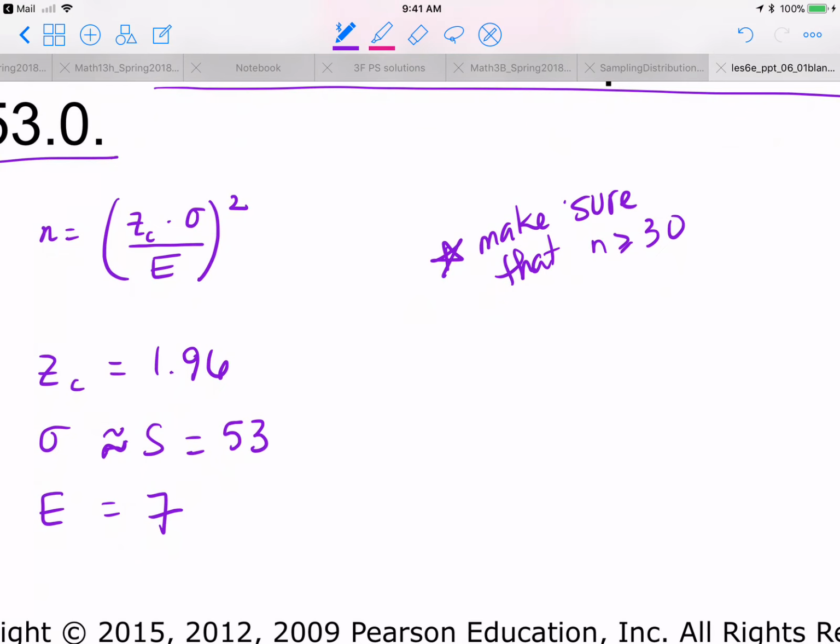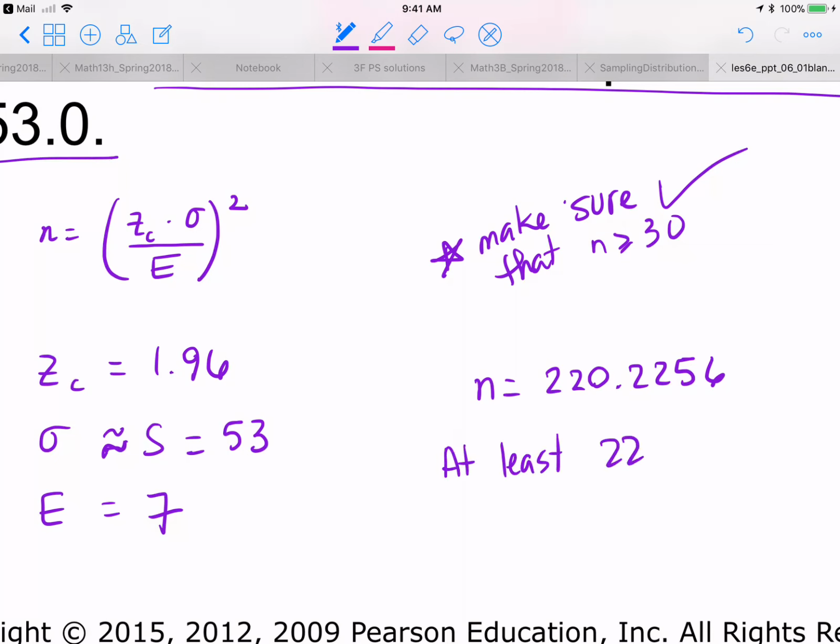So now I can plug all of that into my formula: N equals 1.96 times 53 divided by 7, and square it. I get 220.2256. This is definitely more than 30, so I don't need to worry about having a sample size less than 30. So far, my sample needs to have at least 220.2256 people. But what does that mean? That means you need at least 221 people.